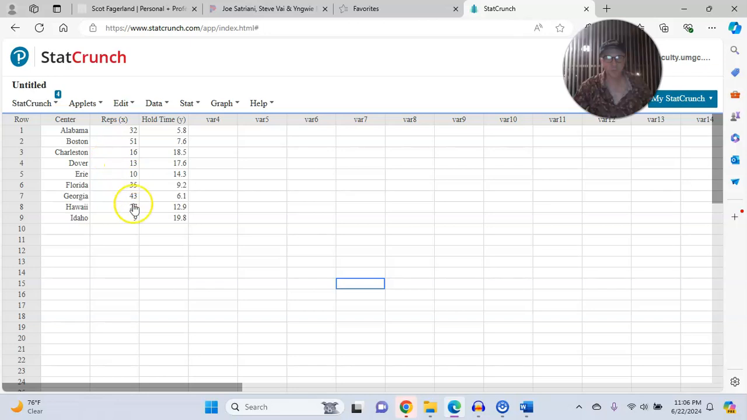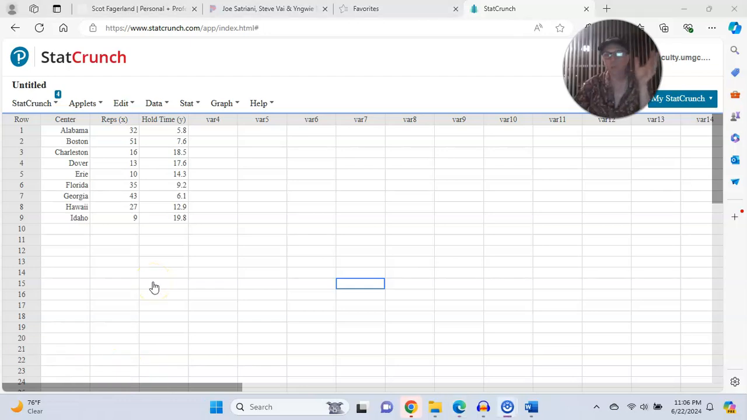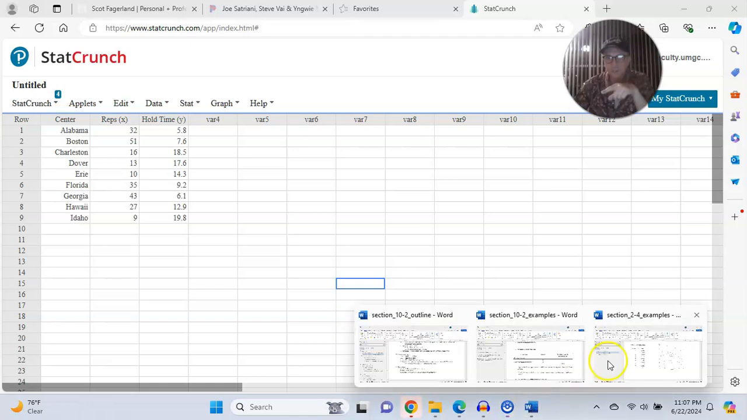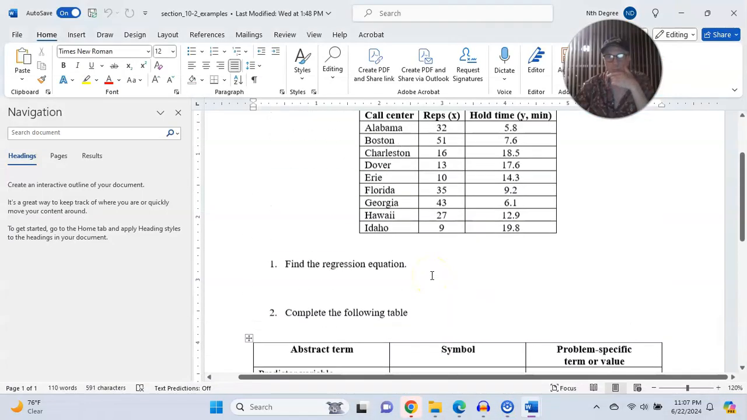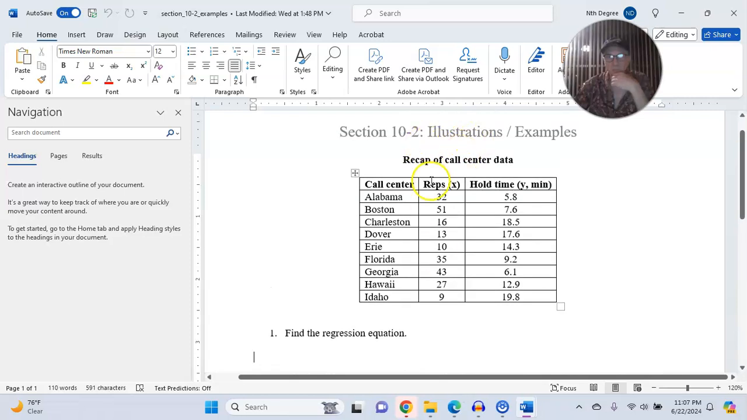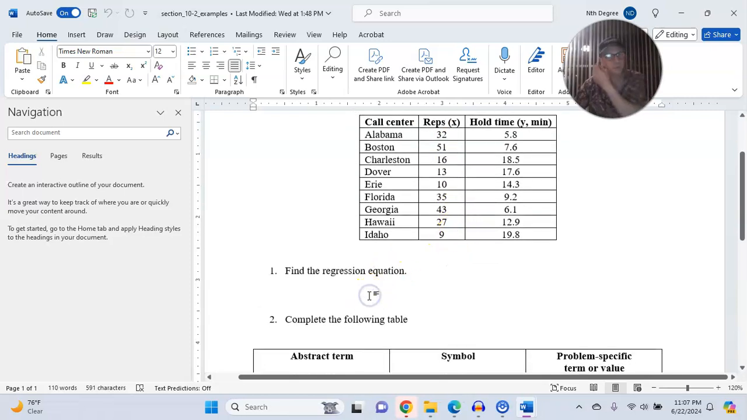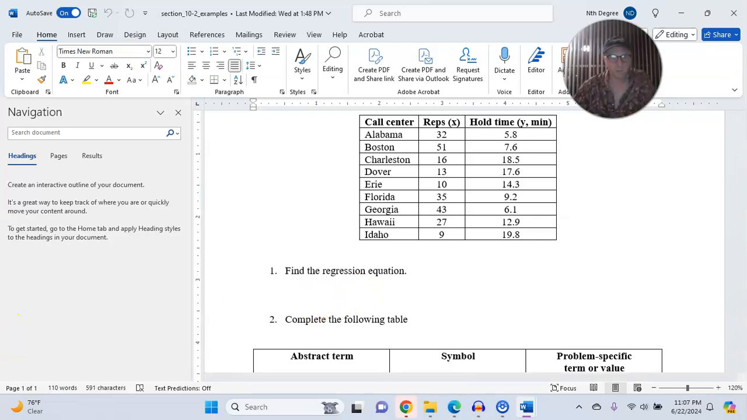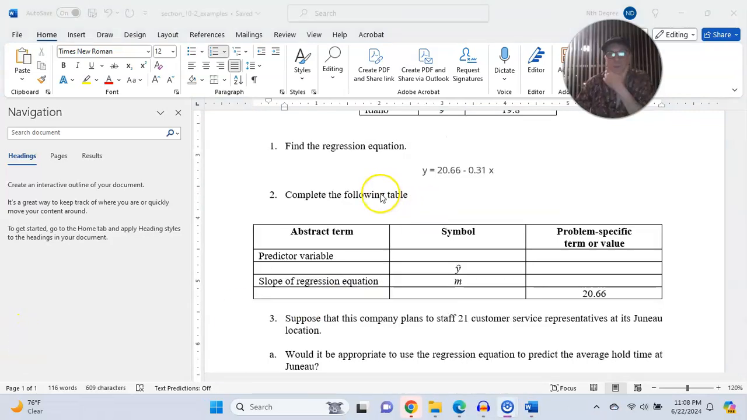And let me run through this one more time, but I'm going to add something different now. I'm going to make a prediction. If we open up a new call center with 21 reps in it, we're going to predict the average hold time. I think I've gotten ahead of the lecture notes a little bit here, so let me go back to the section 10.2 examples. Find the regression equation. Okay, so we just got that. I will remind you what it is here. So we've got the regression equation y equals 20.66 minus 0.31x.